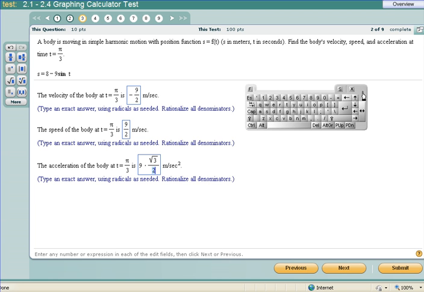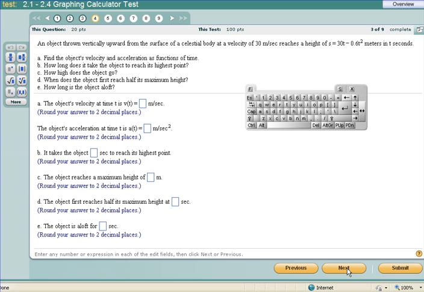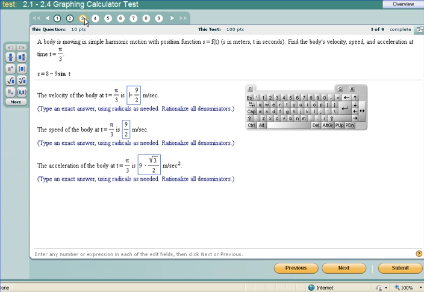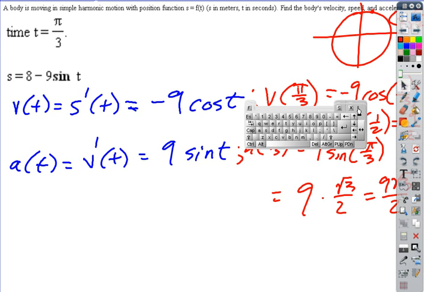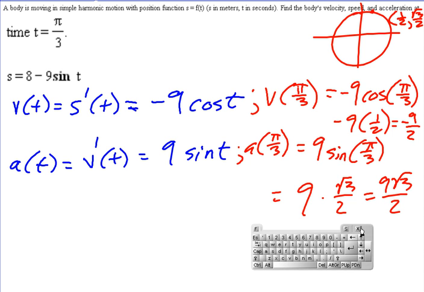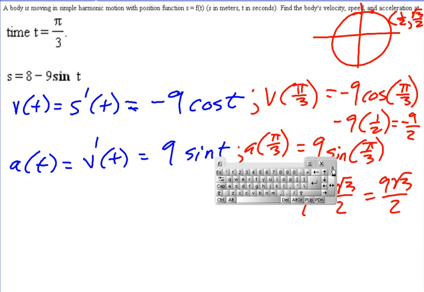And I guess that's it, huh? Wait, go back one second. Why was the velocity negative? Because when we plugged it in, see, -9. Negative, okay. Oh, okay.